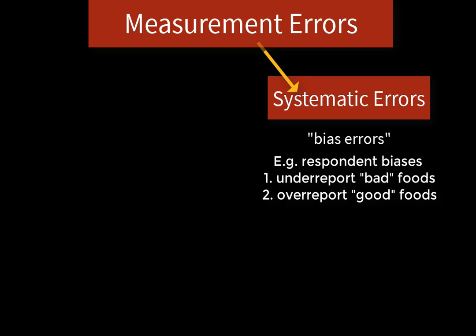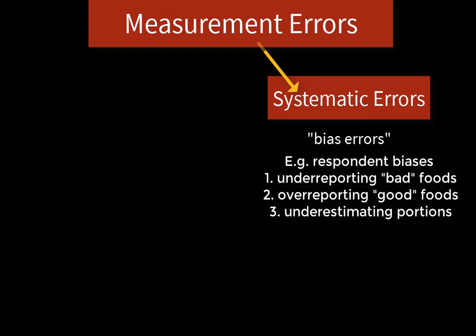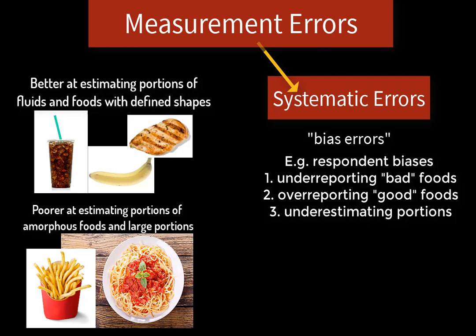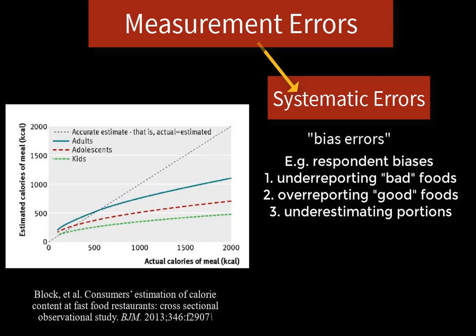Another example of a systematic error is underestimating the portions consumed. Research has shown that individuals are more accurate in estimating the portion for foods if they're in a liquid or solid format. But if we have amorphous foods like spaghetti, or we consume larger portions, we seem to systematically underreport those portions. This graph compares the estimated calories in meals compared to the true value. And as you can see, as the portion gets larger, we systematically underestimate the amount consumed.